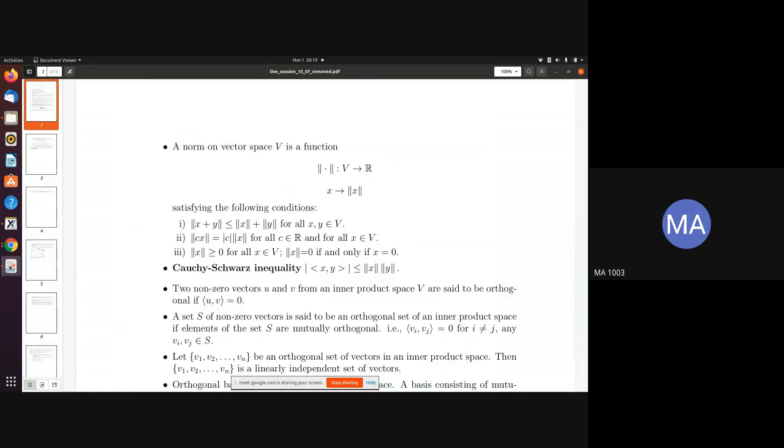Because for being a norm, we just need these 3 properties to be satisfied, right? And there is no need of an inner product. So by using an inner product, we can define a norm, but all norms do not come from some inner product. And that is one example.